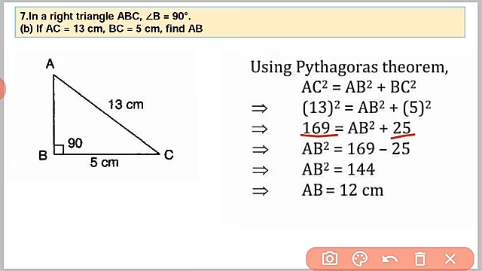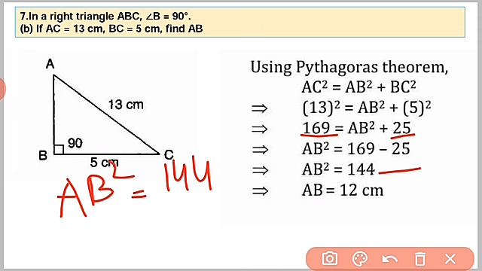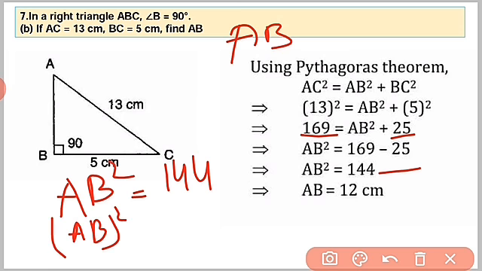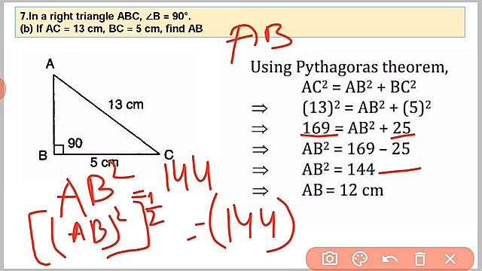Now subtract 25 from 169, we get 144. Now what is the answer? AB squared is equal to 144, and we need to find only AB. So we have to remove this square. How will we do it? Raise both sides to the power half. Whatever you are doing in LHS, the same thing we have to do in RHS as well.